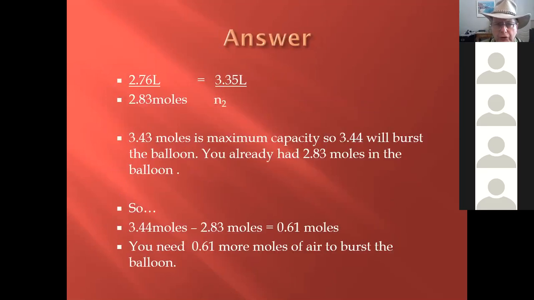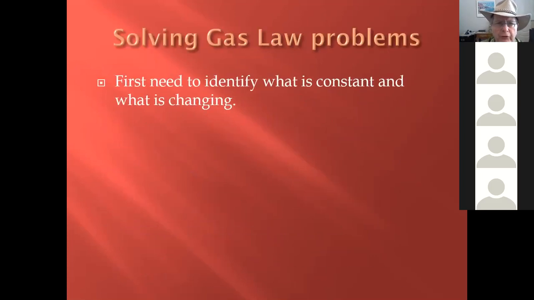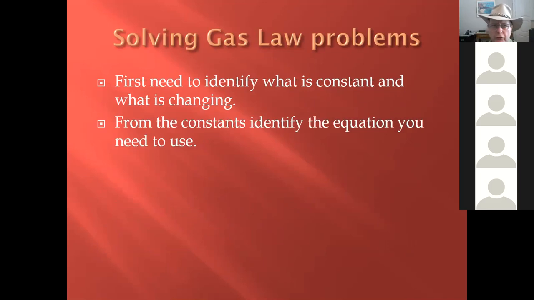I did this question earlier. I'm going to do another simple equation in a few seconds. When you're solving gas law problems, you need to identify in the problem itself what's constant and what's changing. From the constants, you identify the equation you need to use, whether you do it from P1 V1 over N1 T1 equals P2 V2 over N2 T2, or whether you memorize which particular equation goes with which law. The thing is, you've got to know what's changing and what's staying constant. That will identify which equation you need to use.